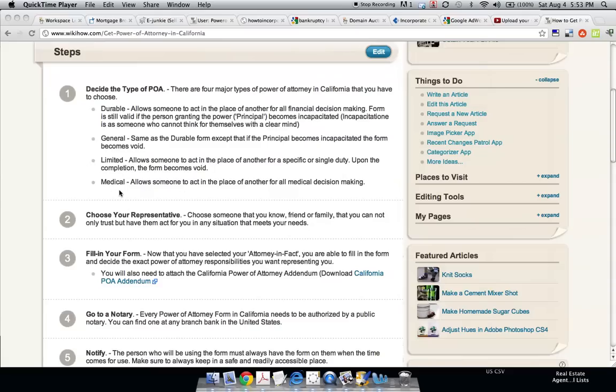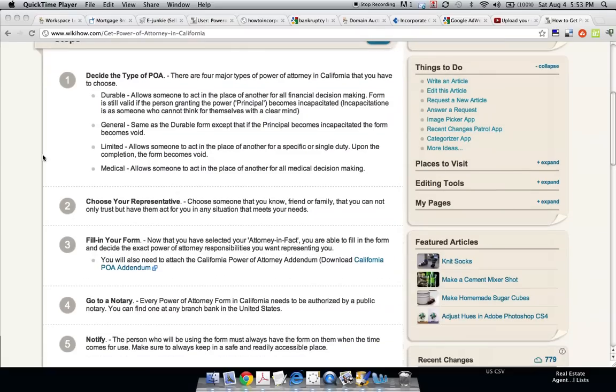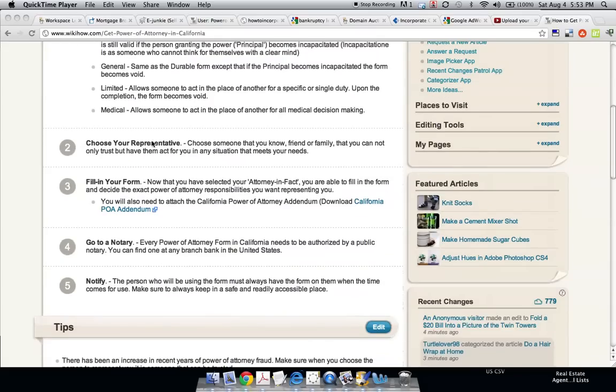And the medical is kind of like the durable, but for medical reasons. It allows someone to act in the place of another for all medical decision making. And if the person becomes incapacitated, the form stays alive as well. So what we actually see on our website a lot is people buying the durable and medical, and then they're covered on each end.